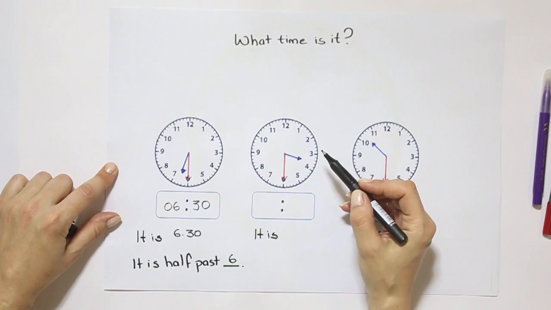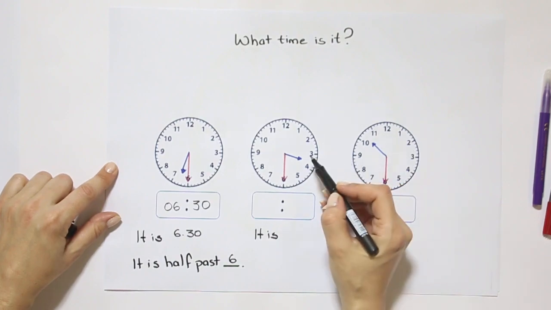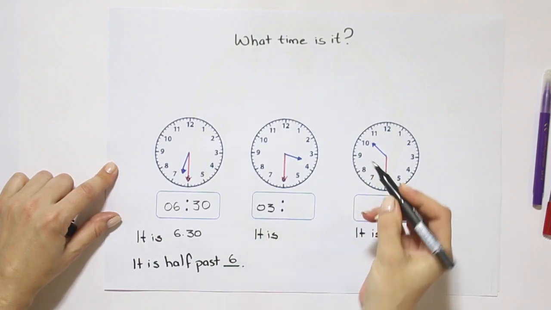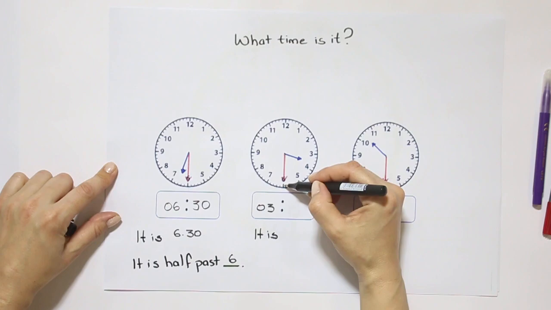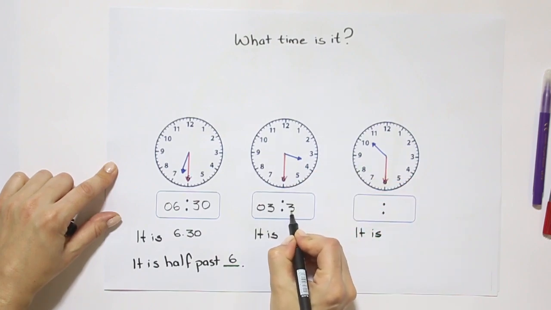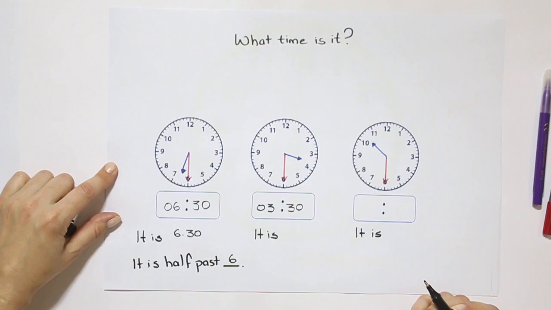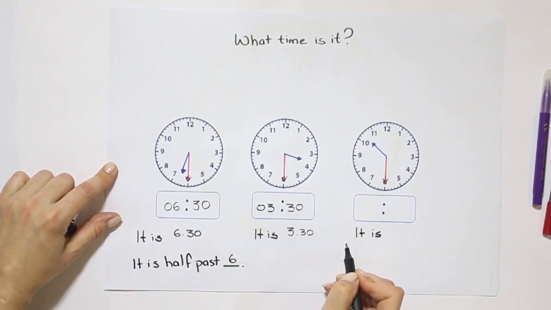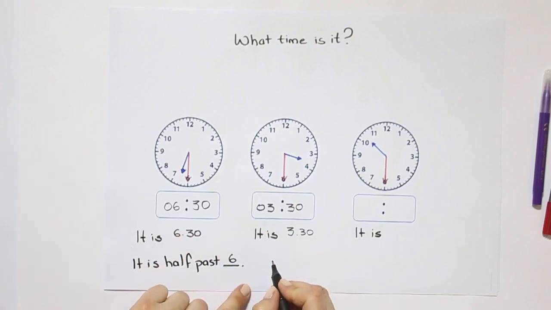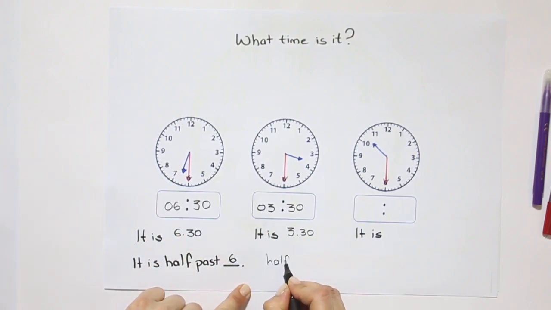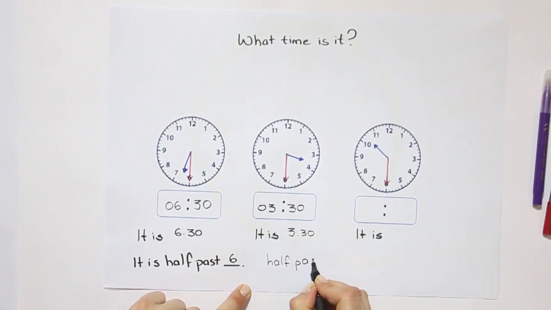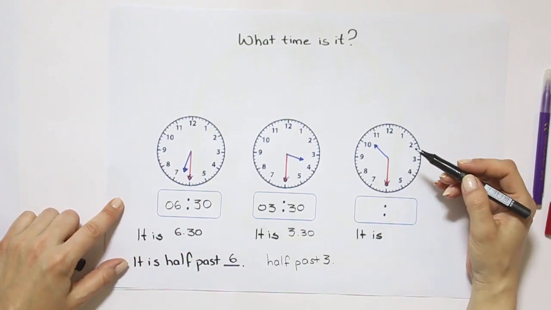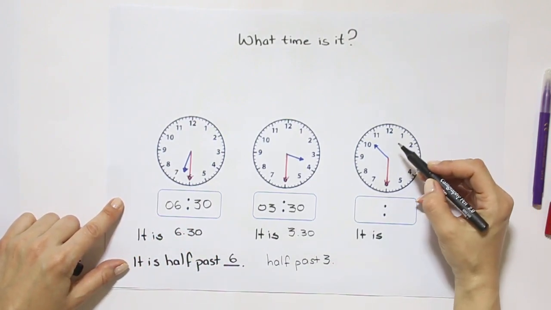The hour hand is pointing between 3 and 4, so we know the hour is 3. The minute hand is pointing to 6. We know that means it's 30. What time is it? It is 3:30. We can also say it is 3:30. Good job. Let's have a look at another example.